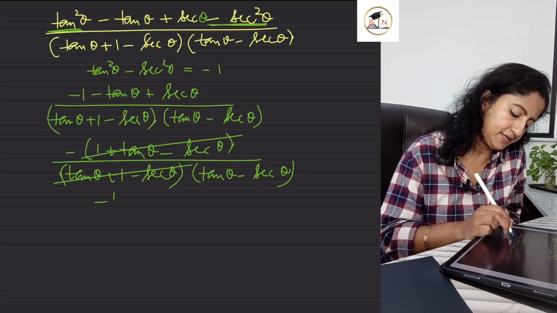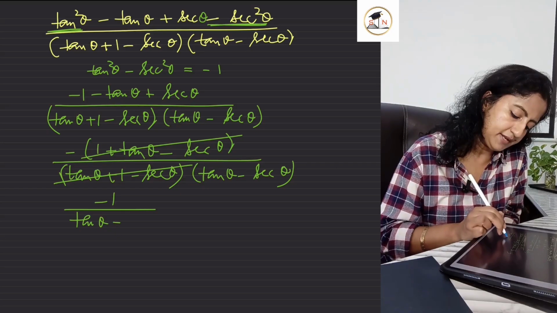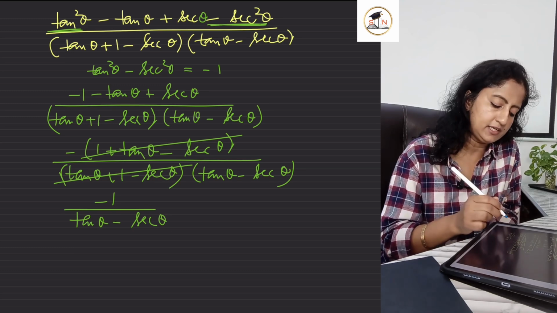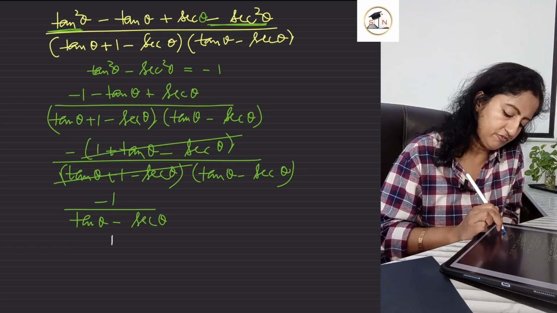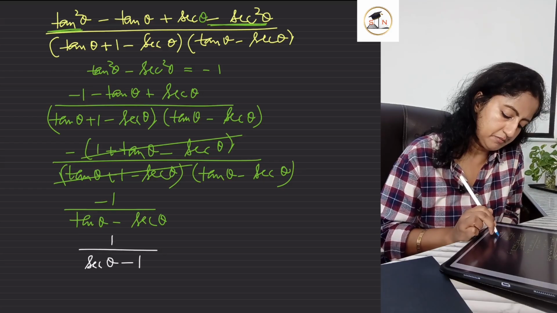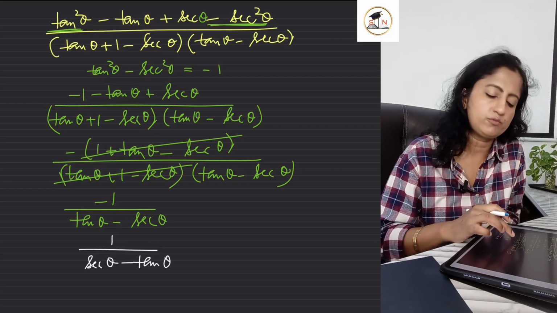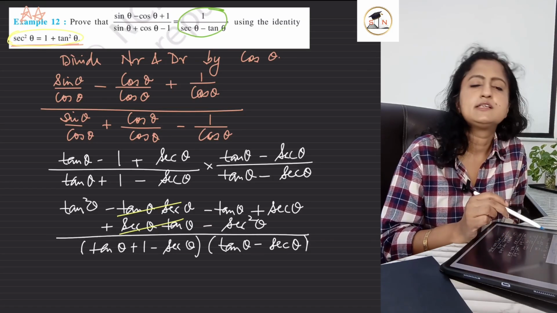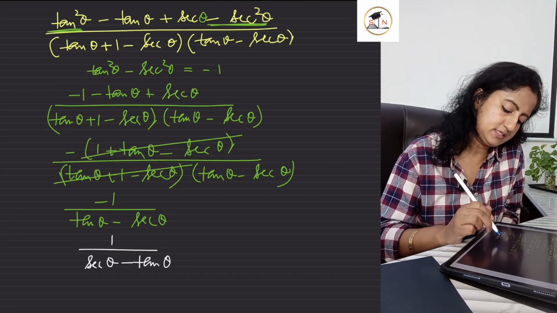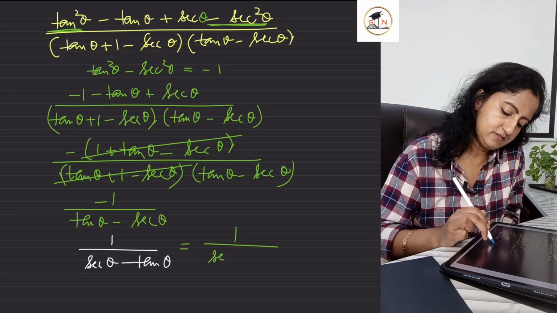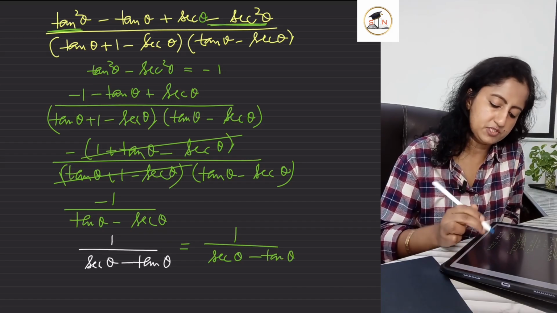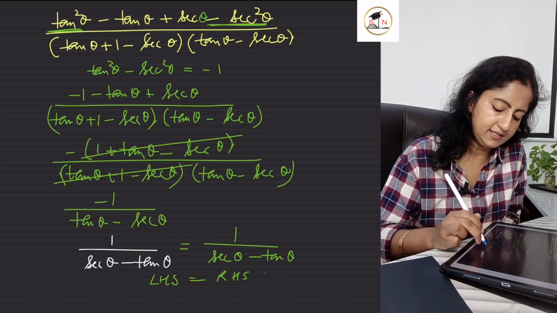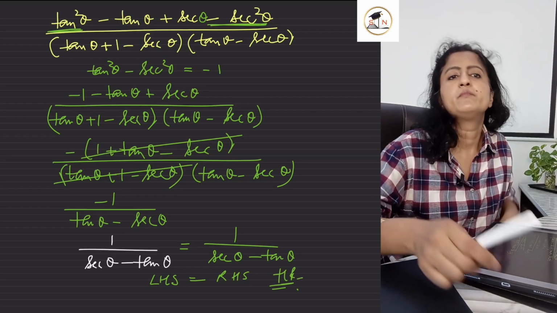So now what are we left with? Minus 1 over tan theta minus sec theta. Right? I am going to absorb this negative from the numerator in the denominator. So that is going to give me 1 over sec theta minus tan theta. And let's see what the question asked. The question asked the same thing, that is 1 over sec theta minus tan theta, and hence proved. Right? Yeah, I'm just doing the formality now. LHS equals RHS, and at the end you will write hence proved.